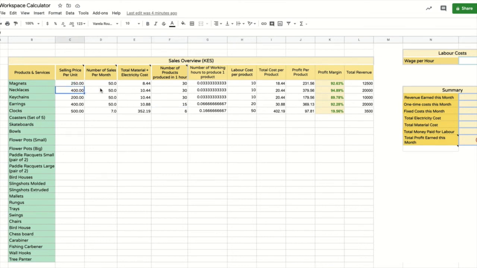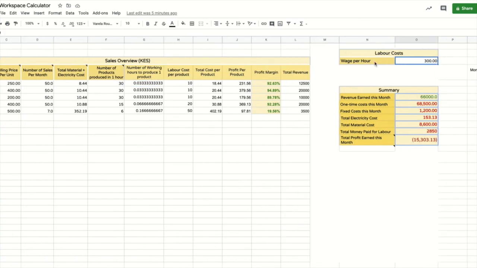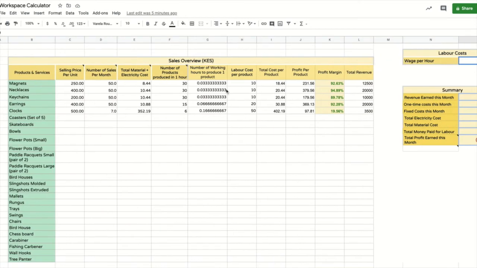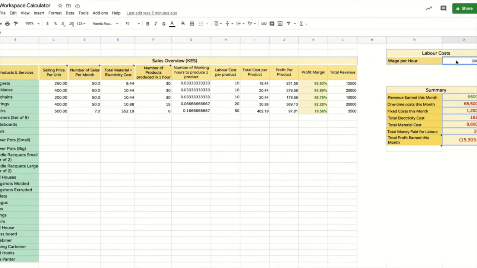So we have the selling price, we have the sales per month, we have the electricity and the material costs. Now, as we estimated, we said we're going to produce 30 magnets in an hour, which tells us that 1 divided by 30, which is this formula here, is the number of working hours to produce one product. So right here, we've included our labor cost. We say that we're going to pay people 300 shillings an hour. So we can multiply the 300 by the number of hours it takes to produce one magnet to calculate the labor cost per product.